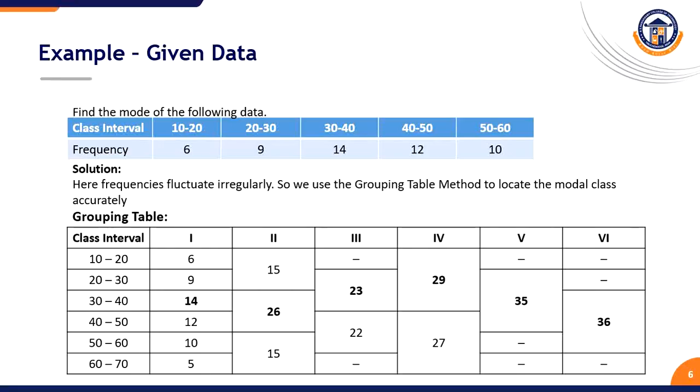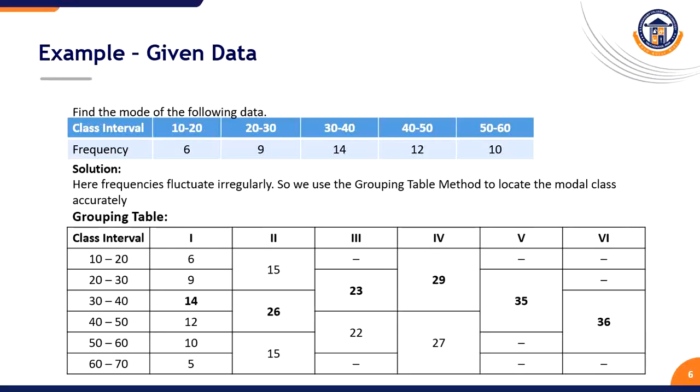So in column 1, we have the highest value, 14, that is given as the class interval 30 to 40. In column 2, the highest value is 26. This is the adding together of the class interval 30 to 40 and 40 to 50. Hereafter, in the third column, we have the highest frequency, 23.